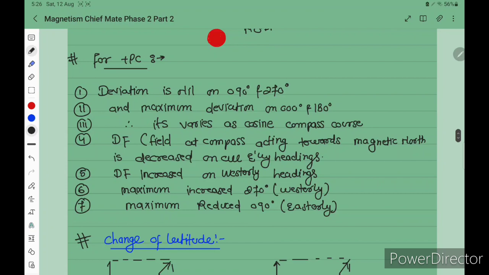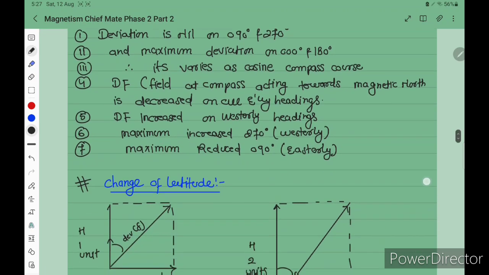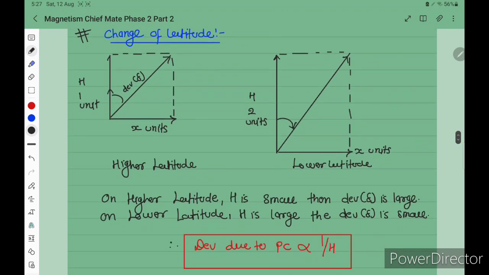For plus PC, deviation is nil on 090 and 270, and maximum deviation on 000 and 180. It varies as a cosine of compass course. The active field of the compass acting towards the magnetic north is decreased on all the easterly headings. DF increases on westerly headings, maximum increased at 270 westerly heading, and maximum reduced at 090 easterly heading.